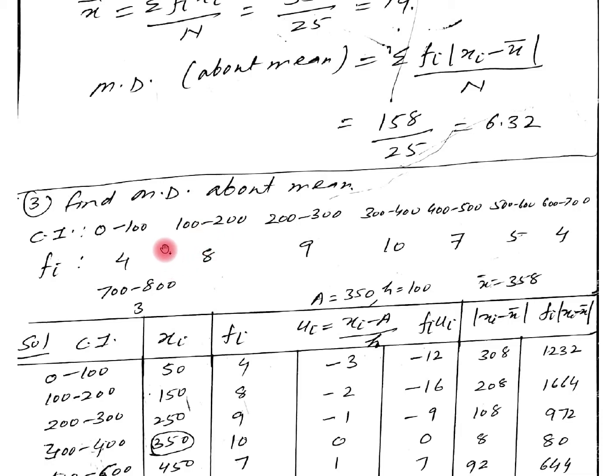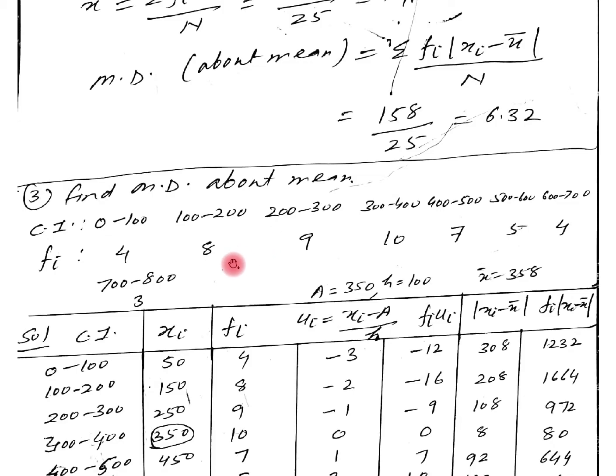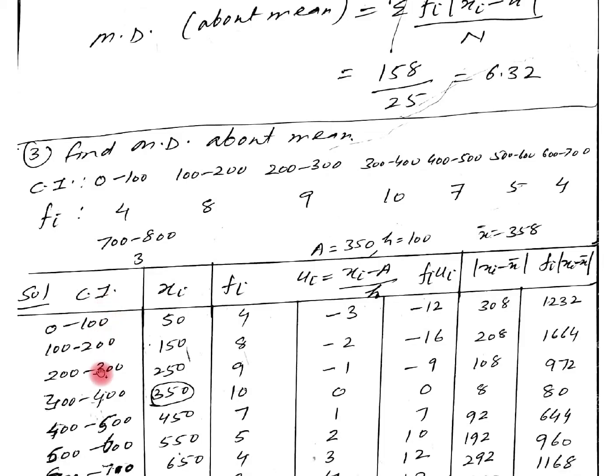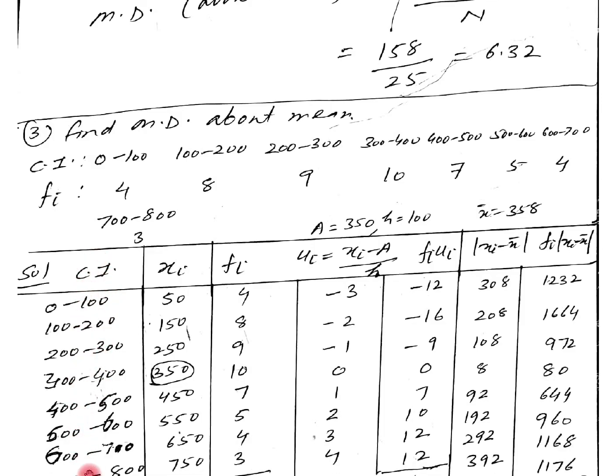Now here we can easily find out the mean. Either you can use the assumed mean method, or you can use the step deviation method, whichever is convenient for you. But here I am using the step deviation method for calculating the mean. Now here the class interval is given. Make this column, then xi is upper limit plus lower limit by 2. It is 0 plus 100 by 2, 50.